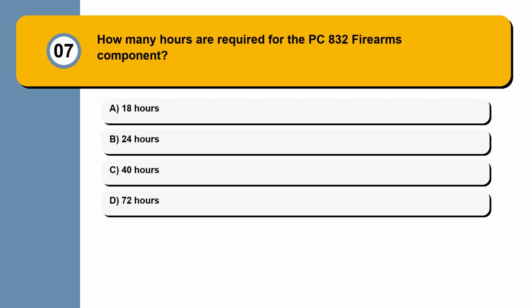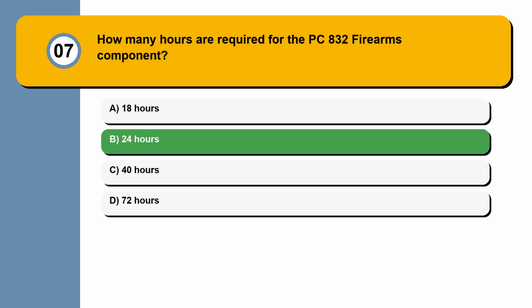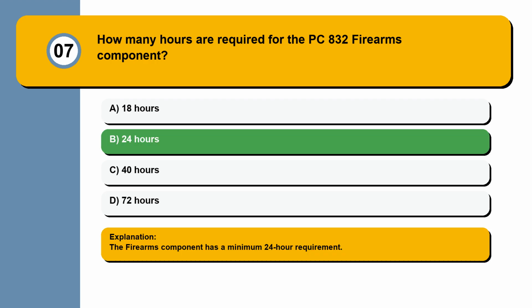Question 7. How many hours are required for the PC 832 firearms component? 18 hours, 24 hours, 40 hours, 72 hours. The firearms component has a minimum 24-hour requirement.